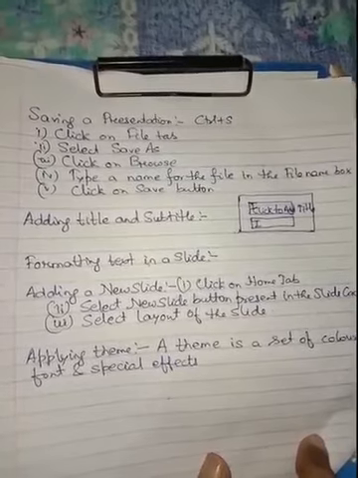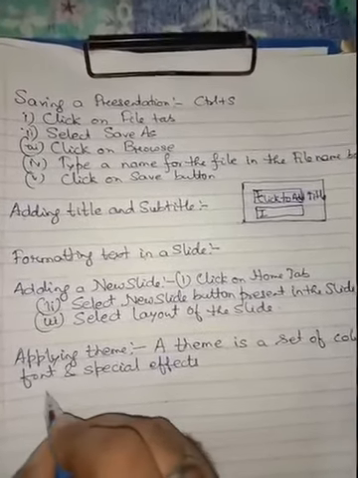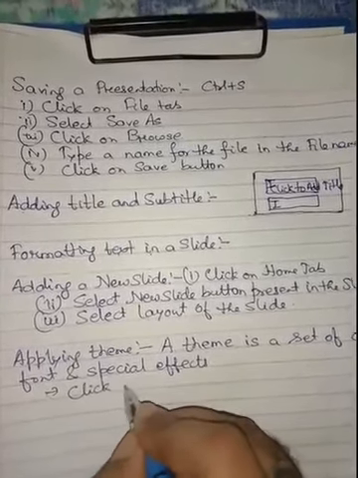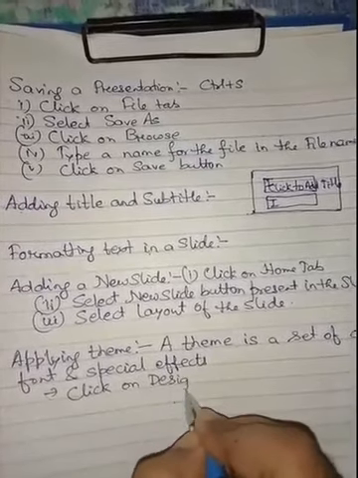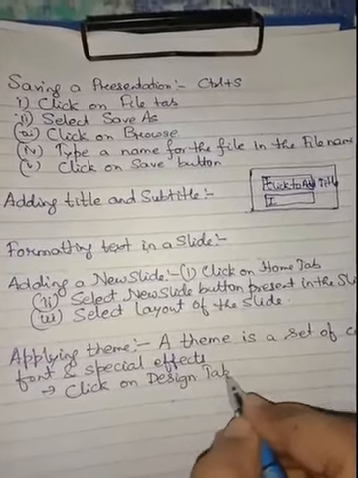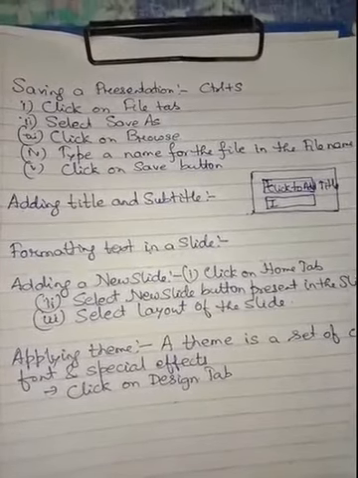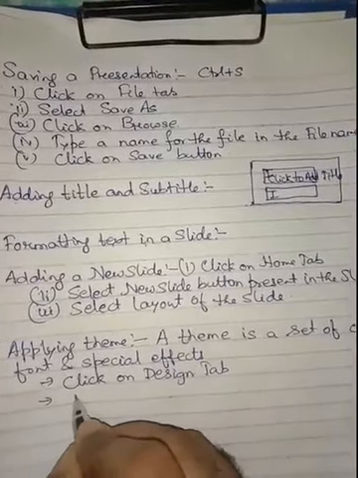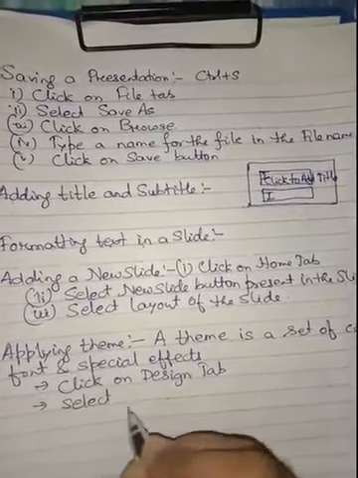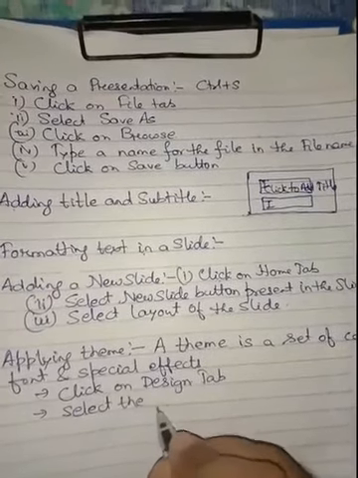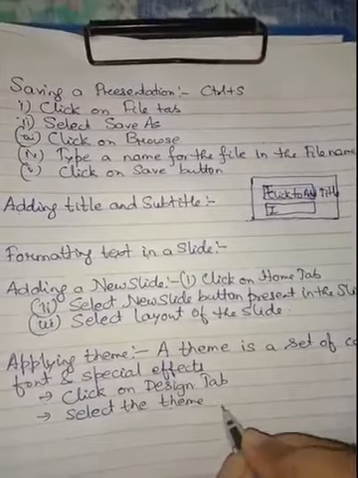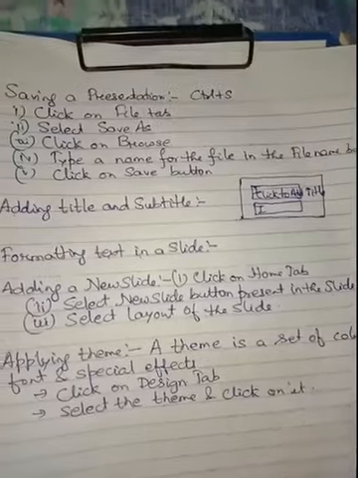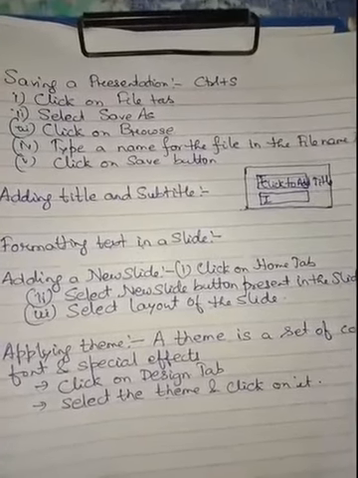So how can we apply the theme in the slide? For applying the theme, the first step is click on design tab. From there we will have the different themes and we can select any of the themes. Select the theme and click on it. The selected theme will be applied in our slides.